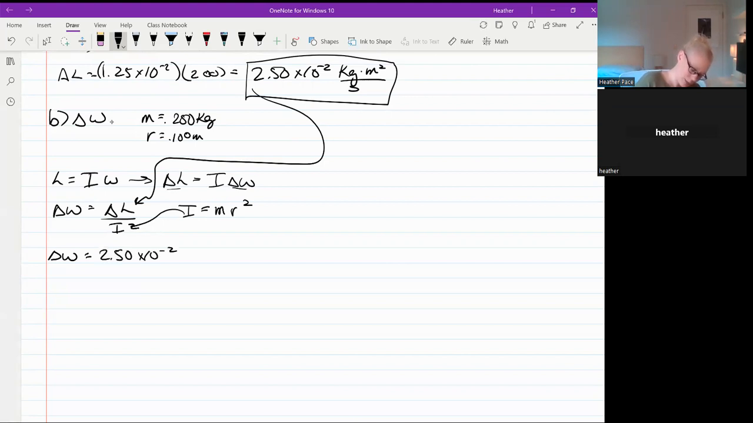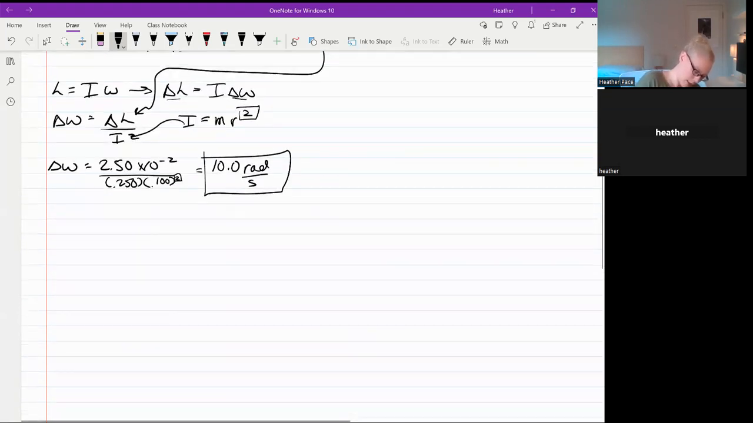Again, I'm going to leave off units. We were given the mass and we were given the radius. Remember this. I want to make sure we got that in there. And then using my calculator, I'm going to get 10.0 radians per second. And that is our answer. That was 61.